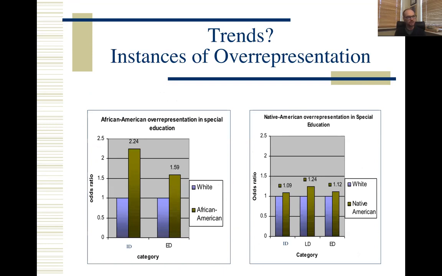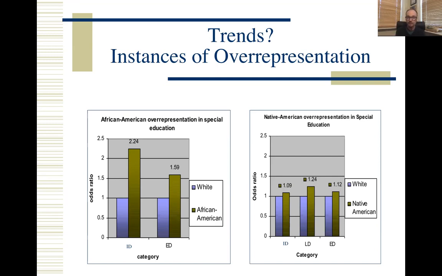Instances of overrepresentation. So in the book, I'm going to turn to the page. In the foundations text, you have that graph on page 333 that shows the percentage of U.S. students receiving special education services in 2014. And what that shows is African American and Native American students are the most likely to receive special ed services. With an average of 13, 15% of African American students receive special education services, and 17% of Native American students have special education services.